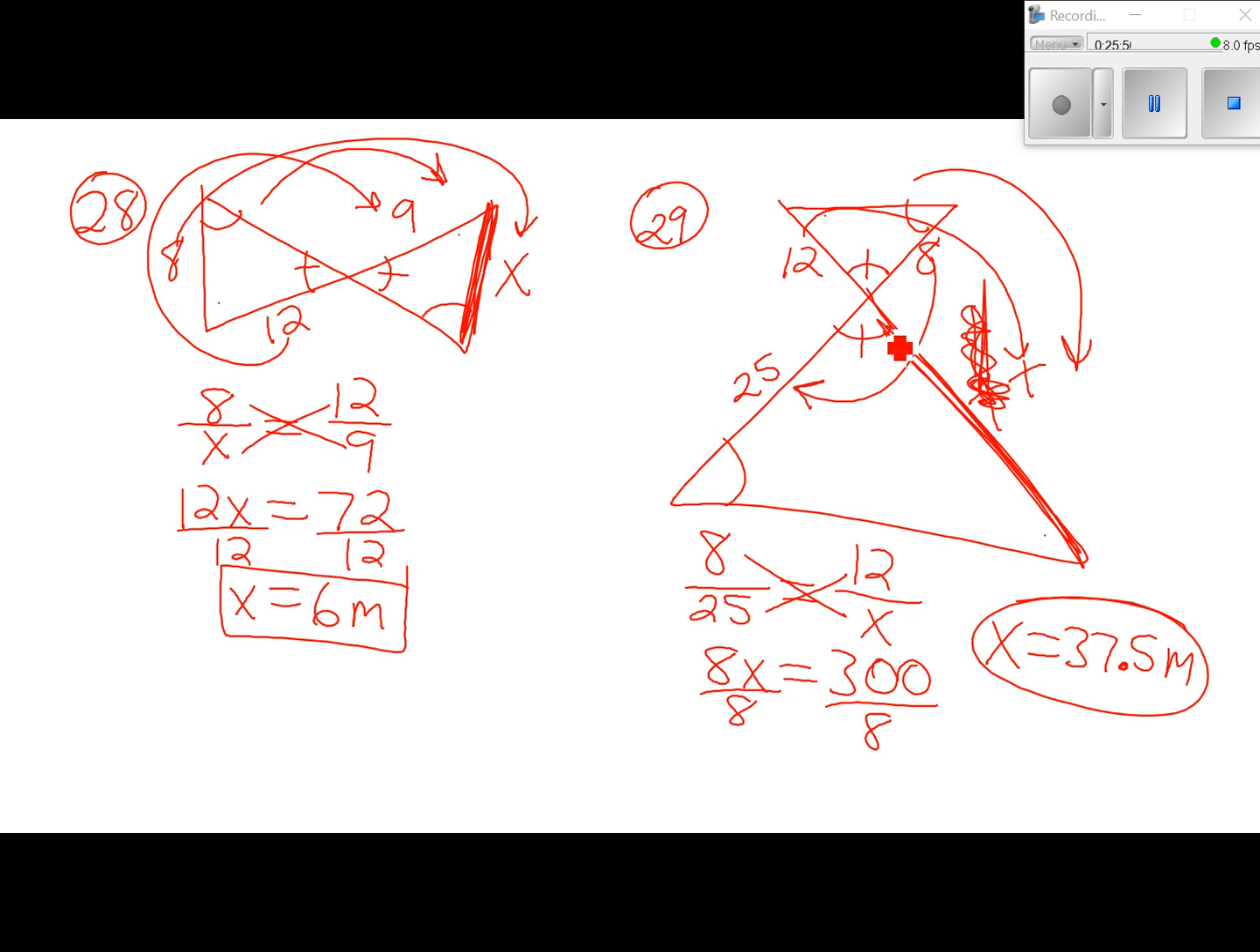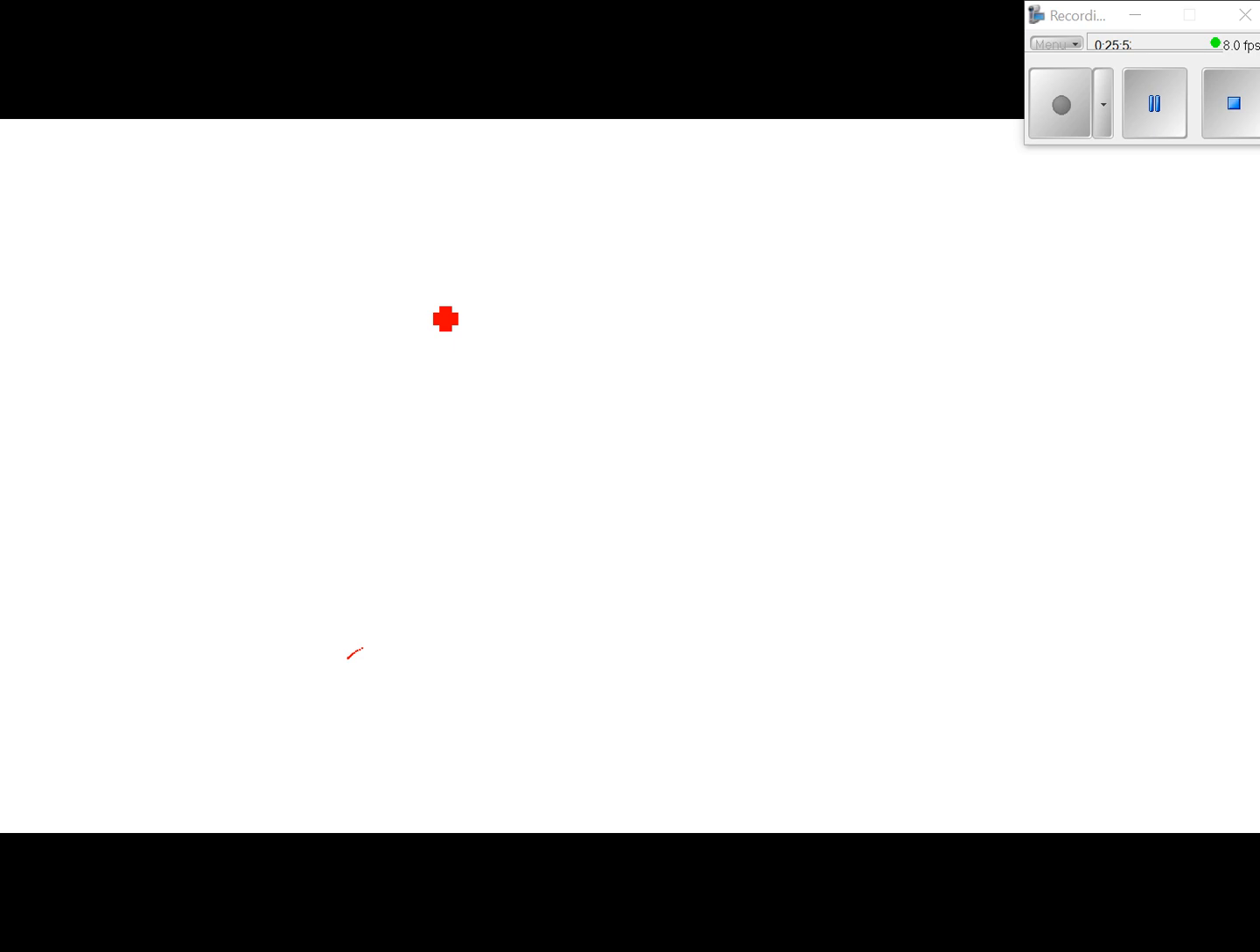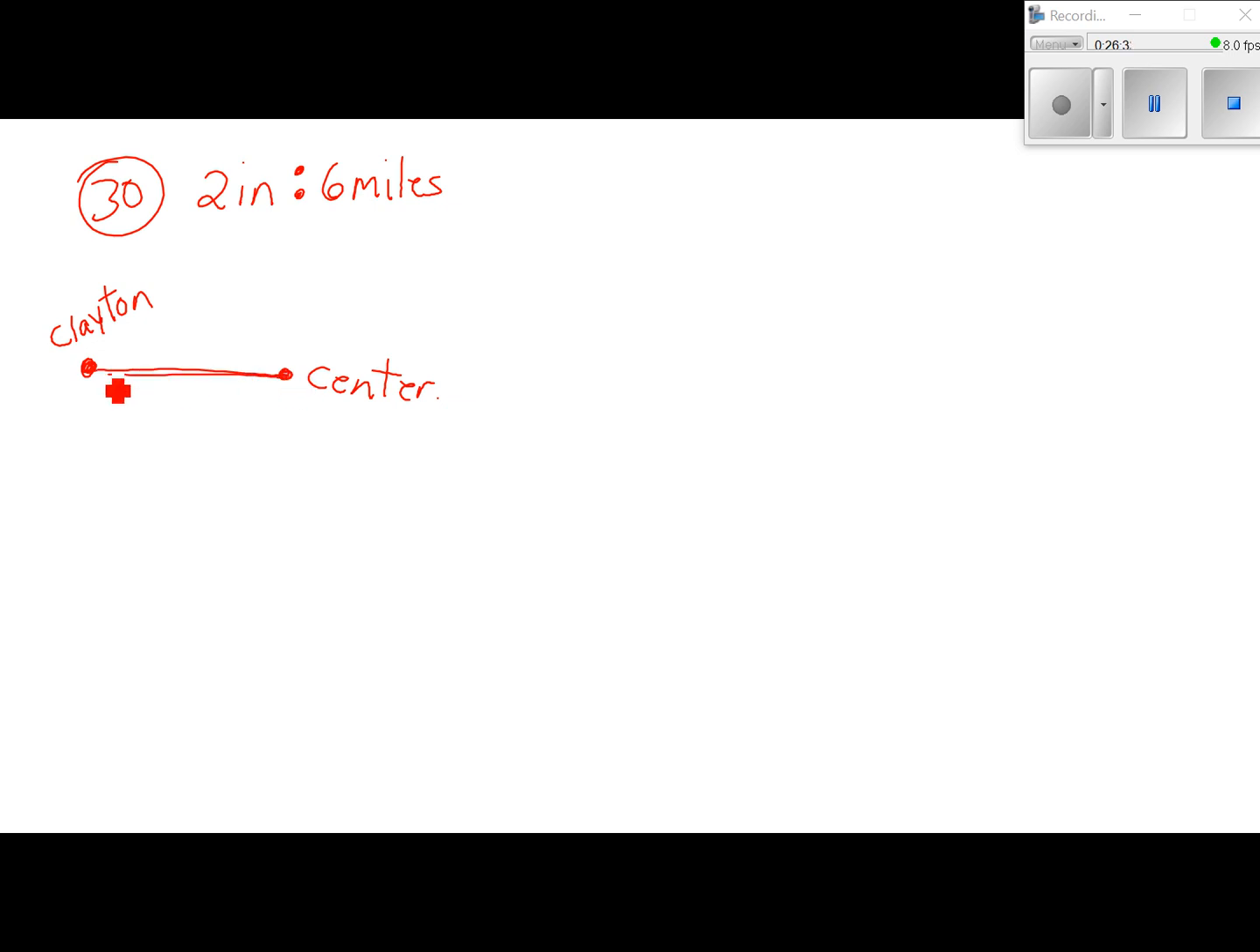Number 30. Says a map has a scale of 2 inches to 6 miles. And it looks like this is a little different. So they're telling you the scale factor: for every 2 inches on the map, it's six miles in real life. If Clayton and Centerville are 10 inches apart, so we're looking on this map, and you got Clayton here, you got Centerville here, and this distance is 10 inches on the map. They want to know how far the real cities are apart.